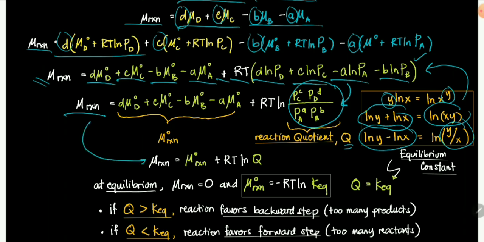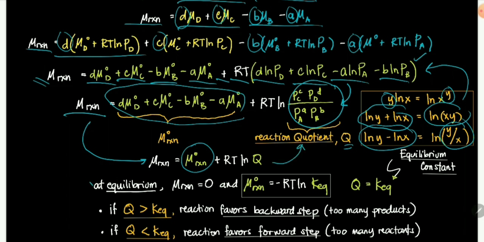So mu of the reaction is equal to the standard mu of the reaction. So this is the standard mu. So the difference between the sum of the mu of the products, okay, and the mu of the reactants. So ito na yung standard mu or the standard chemical potential of the reaction plus RT times ln of the reaction quotient, which is Q.